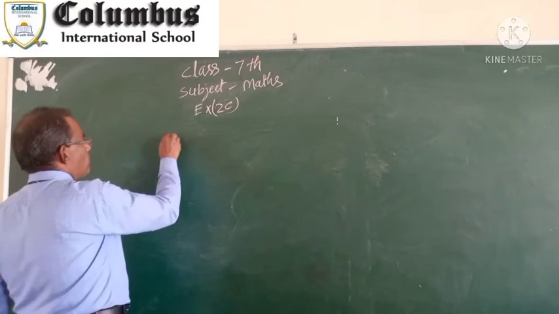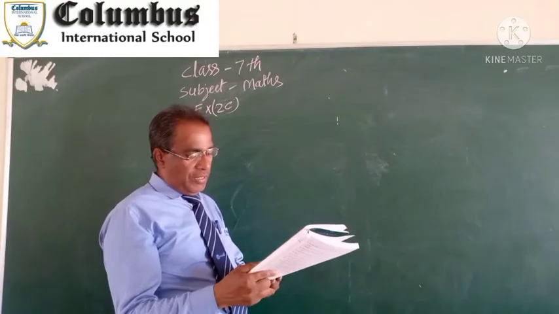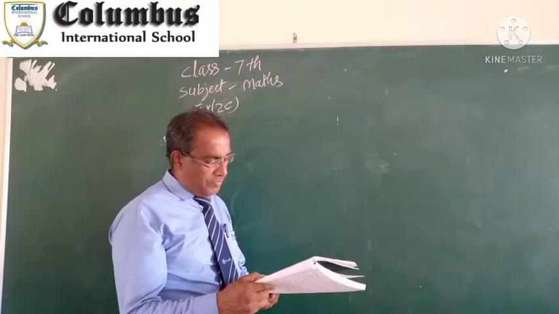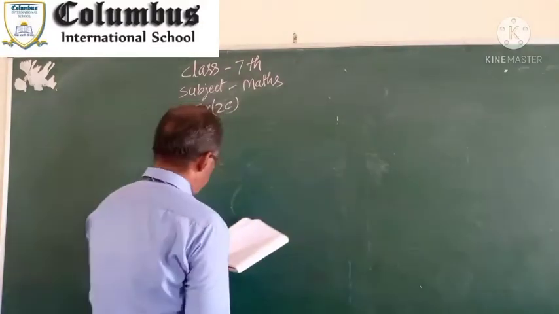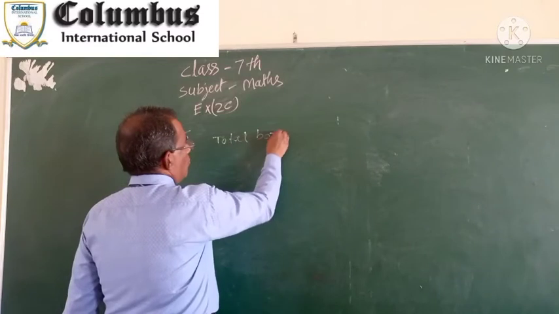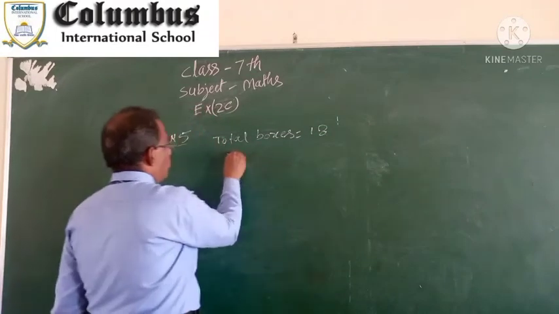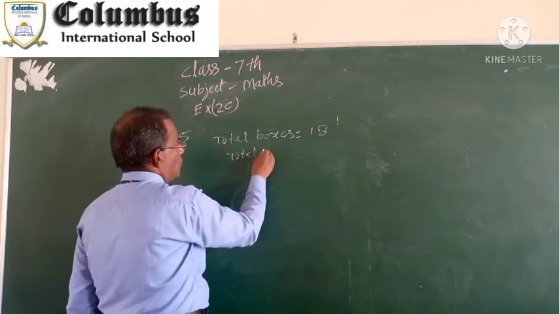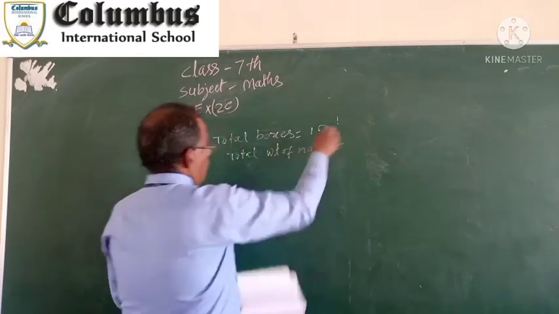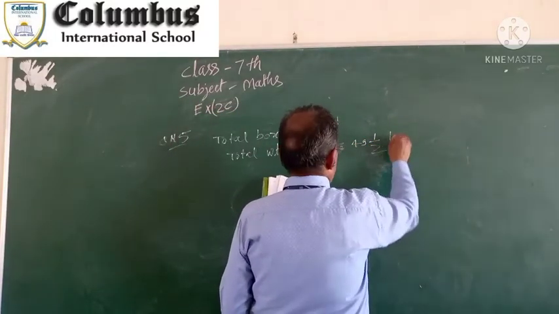Question number 5. 18 boxes of nails weigh equal, and their total weight is 49 and 1/2 kg. How much does each box weigh? Total number of boxes equal to 18, and total weight of nails equal to 49 and 1/2 kg.